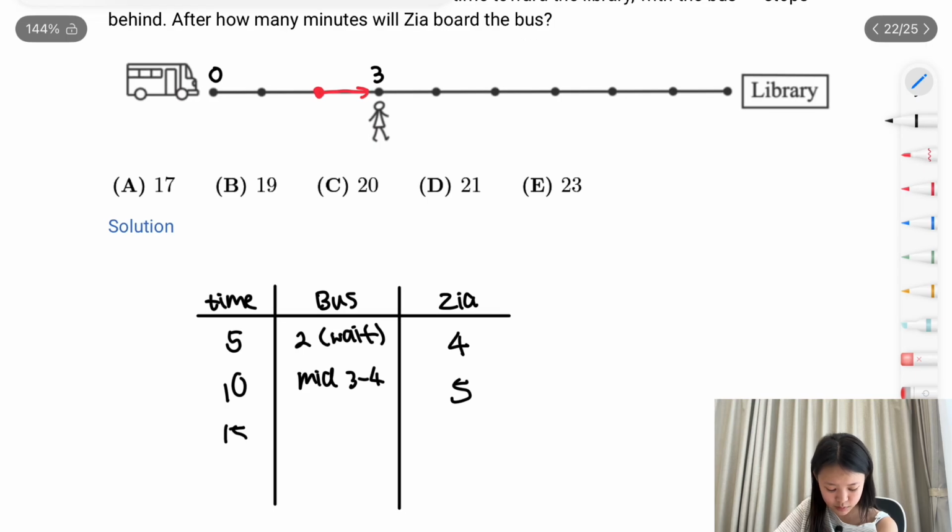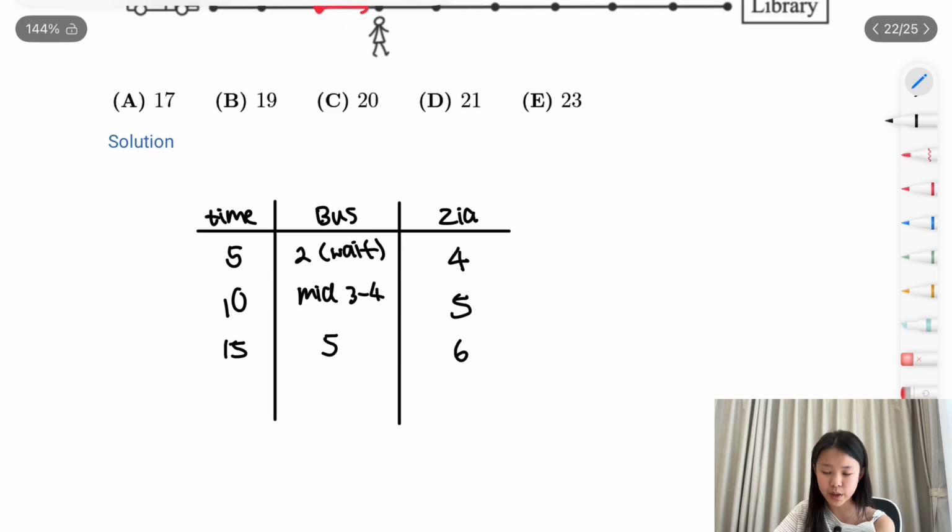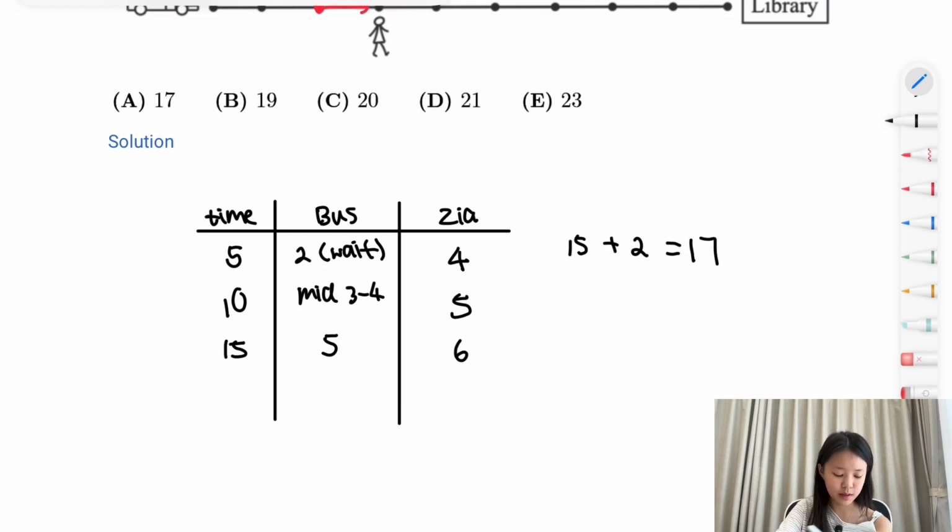At time 15, Zia is at bus stop 6. And the bus has gone from around here and taken 1 minute to drive here, and then waited another minute, so that's 2 minutes. And then they drove here within 3 minutes and finished waiting. So they're at bus stop 5 and they're about to leave. So I noticed that here, the bus has basically caught up to Zia already, and it is at the previous stop. So Zia is going to wait for the bus to arrive and then board. So that is 15 minutes, plus an additional 2 minutes of waiting for the bus to arrive at her stop. So that is 17 minutes, and the answer is A.